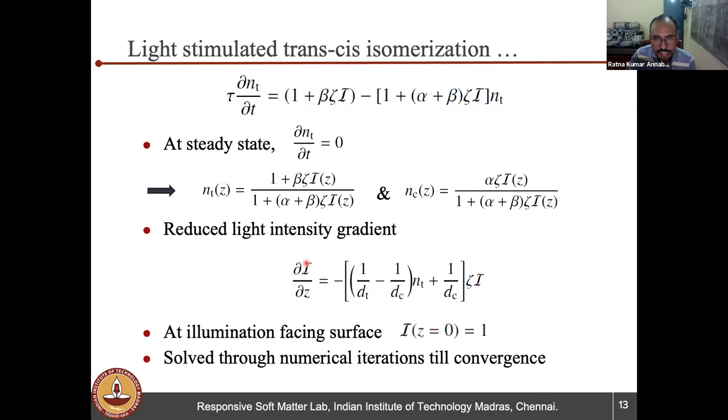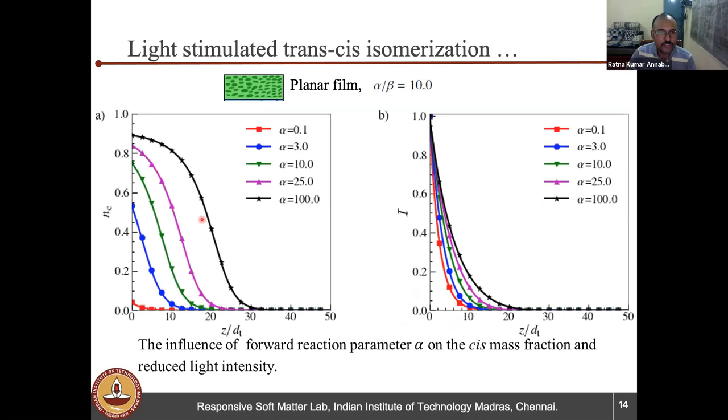And at the top surface, when there is no attenuation, the normalized intensity should be equal to 1. So here, by solving those equations, one would be able to see the concentration of cis molecules through the thickness. Here, alpha represents the forward reaction coefficient, which means if alpha is larger, then the forward reaction is more efficient compared to the backward reaction.